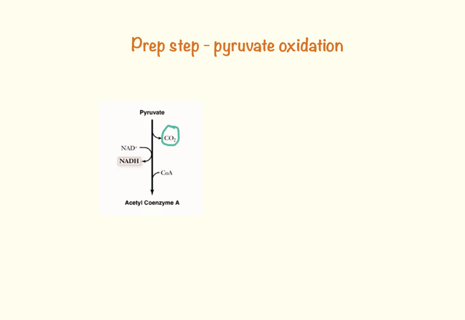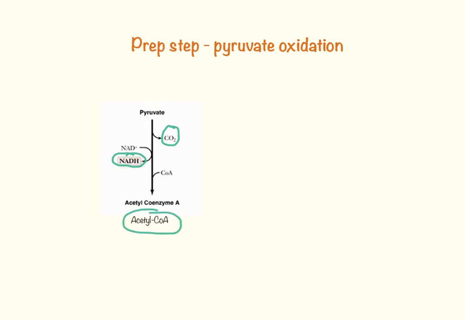A dehydrogenation also occurs, resulting in an NADH being formed. The pyruvate has now been converted into an acetyl group which binds to coenzyme A. We refer to this as acetyl-CoA.